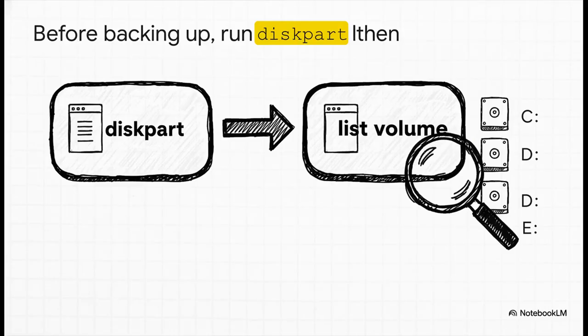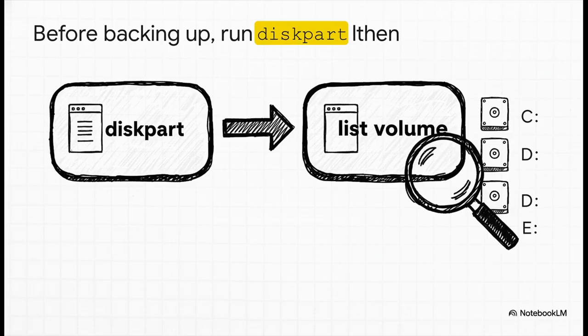So how do you avoid that potential disaster? It's actually really simple. Before you run anything else, you just type diskpart and hit Enter. Then type list volume and hit Enter again. This will pop up a list of all your drives and what letters they're currently using.